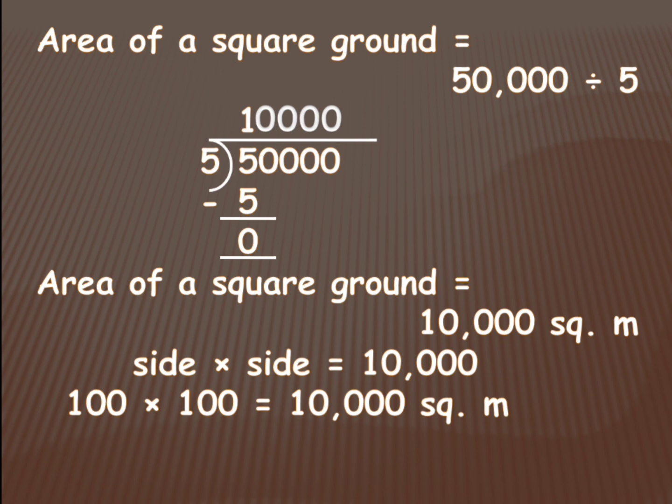Now what is the side? What is the length of the square ground? That is the side of the square ground, 100 meters. Okay, children. So in this way, you need to solve these two sums, children. Write these sums in your class book.